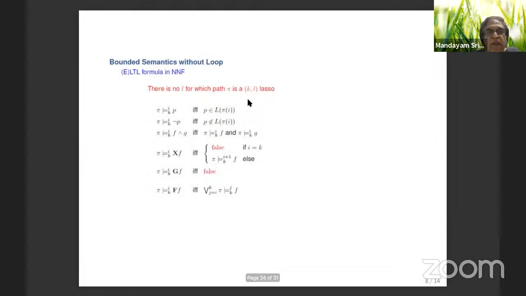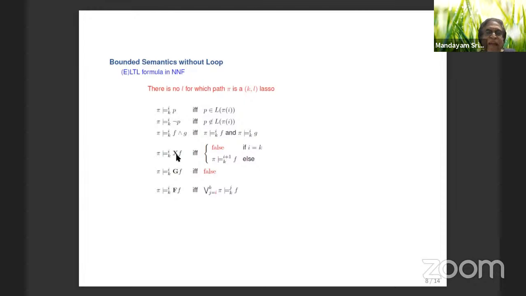I didn't mean to do this. First I want to do it without loops. So if the state at I is labeled with P, then it is true. Negation is defined in the usual way. Conjunction is defined in the usual way. The interesting part starts from X.